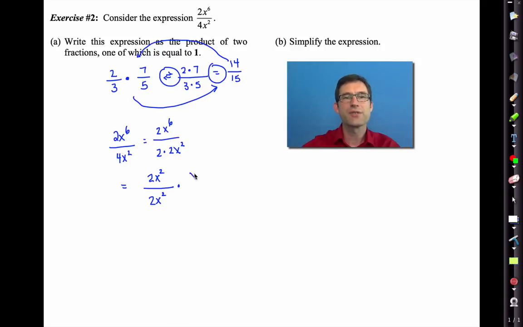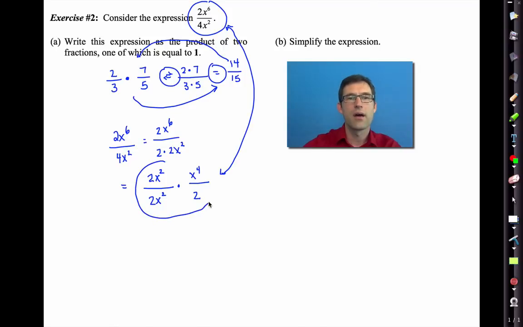So think about this for a second. Let me write it down, and then let's talk about it. This and this product are equivalent.